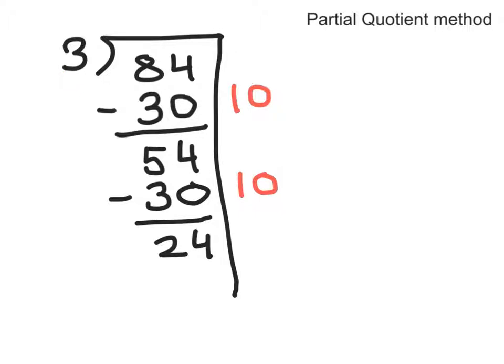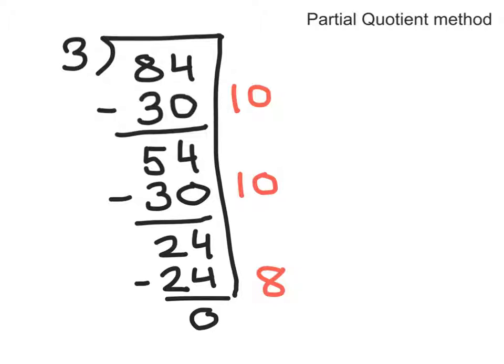Okay, so I think to myself, 3 times what can get me as close to 24 or maybe even equal to 24 without going over? Oh, well now I remember that 3 times 8 is going to give me 24. So I do 3 times 8, and it gives me exactly 24. Now I subtract 24 from 24, and I get my answer of 0.